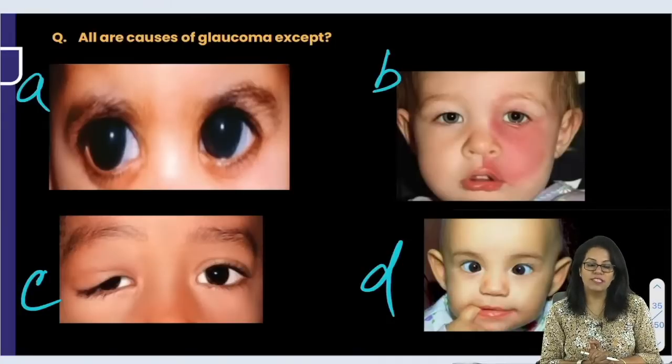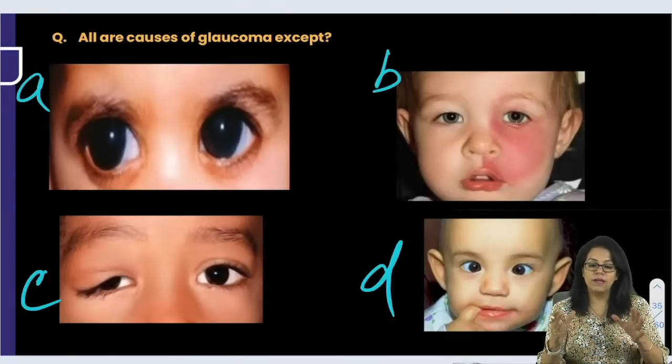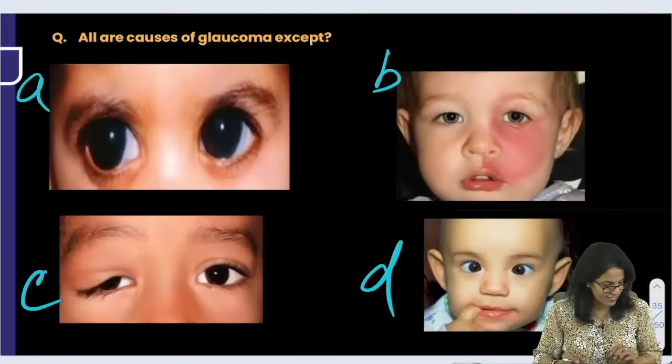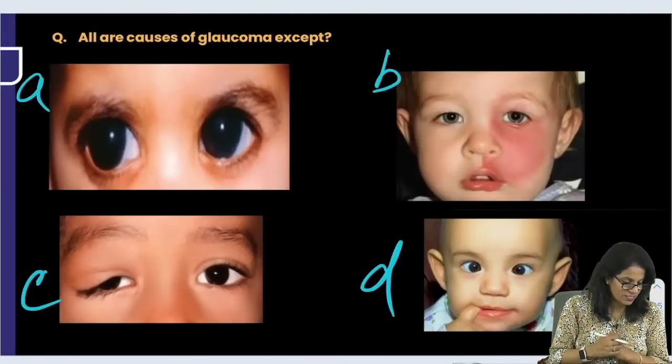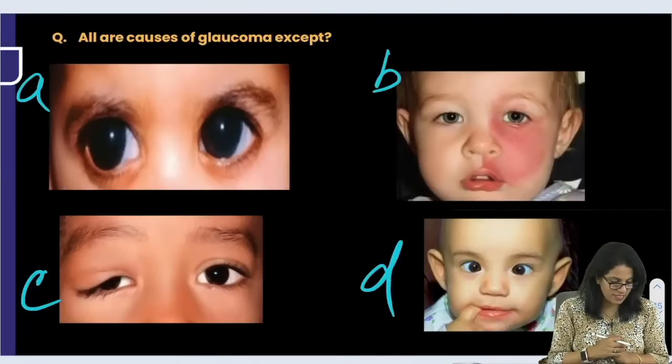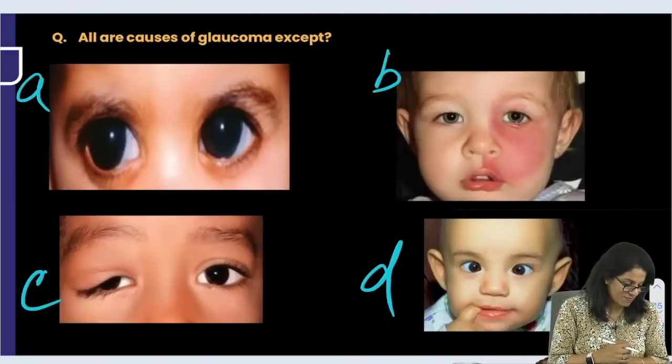Interesting question. Focus. All are causes of glaucoma except. Quickly answer me. Those are soft exudates. We call it cotton wool spots. Yes, Mittu Kumar, that's correct. So which is the A, B, C, D may say all are causes of glaucoma except. What will you answer?